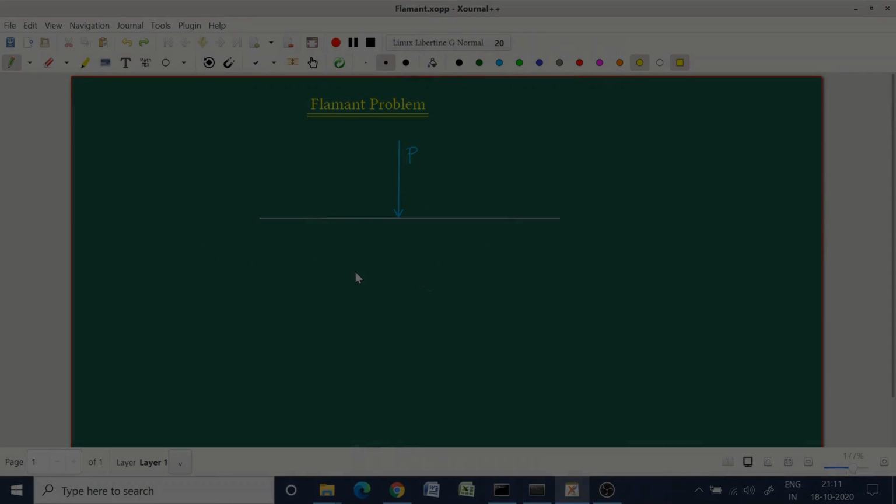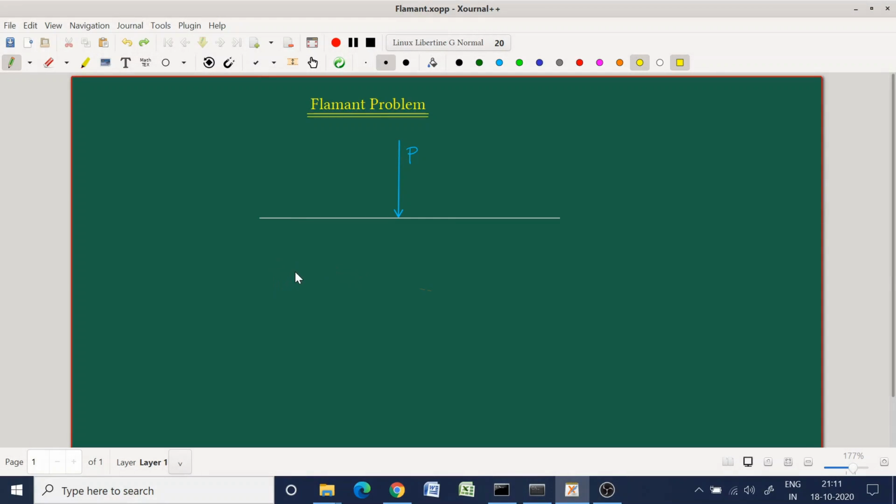Hello everyone. In the previous video, we had discussed the problem of a plate with a circular hole in it under uniaxial tensile loading, and we had mentioned how that problem is a precursor to an entire field of mechanics called fracture mechanics. In much the same way, in today's lecture also we are going to discuss a very special problem called the Flamant problem, which will again be a precursor to another field of mechanics called contact mechanics.